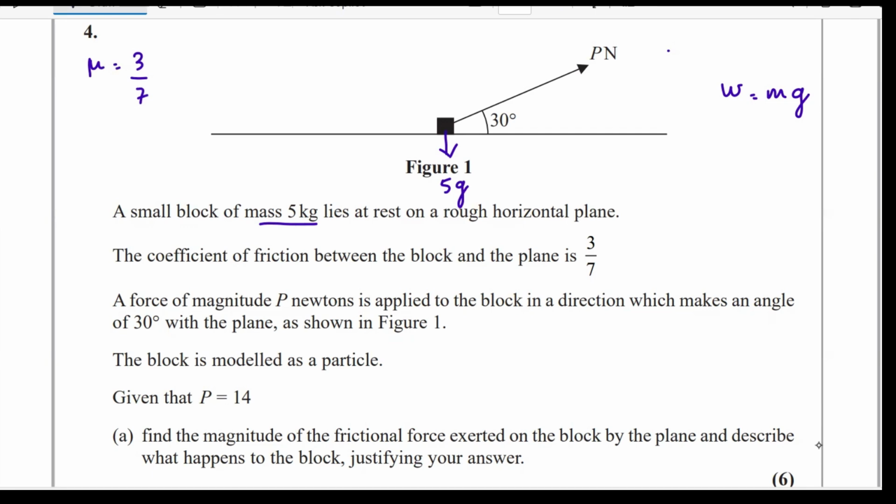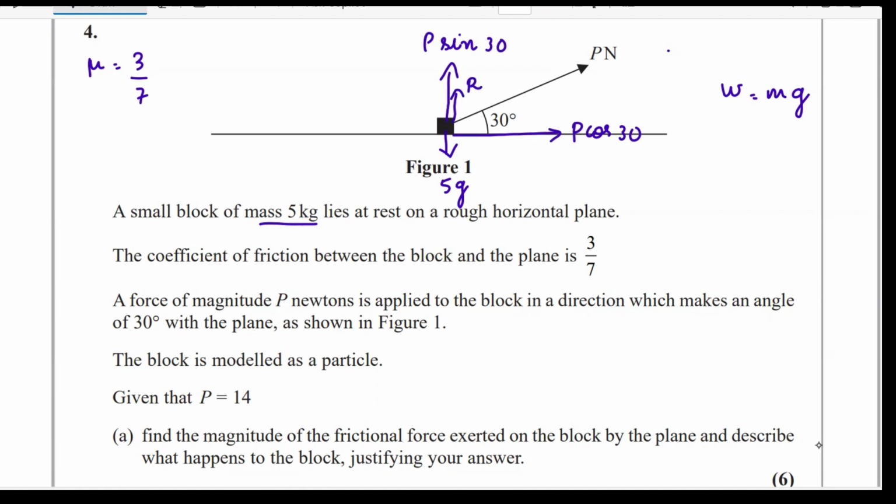So we need to draw its horizontal and vertical components. The horizontal component of P will be P cos 30 and the vertical component of the force P will be P sin 30. Now, whenever we have a weight acting downwards, there will be a normal reaction force acting up.